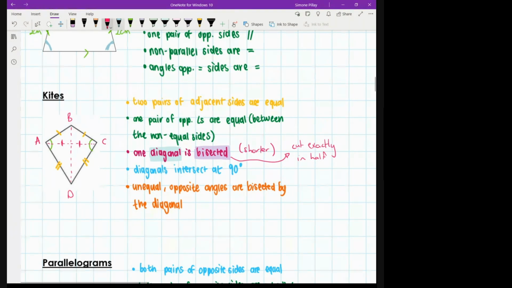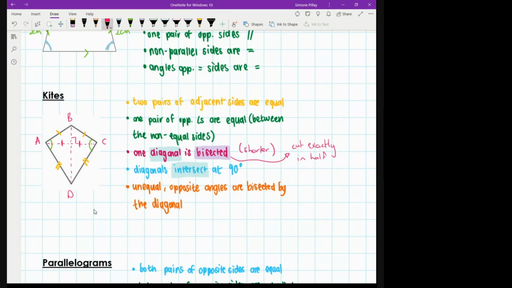And then the other thing that they have said is that my diagonals intersect at 90 degrees. Now, if you don't know what intersect means, intersect just means a place where they cross each other. So my diagonals cross each other at a 90-degree angle. And so from that, I can go ahead and say my diagonals are crossing each other. They intersect each other at a 90-degree angle.